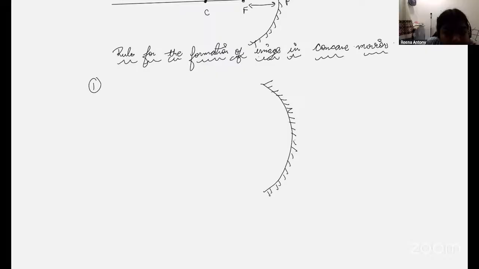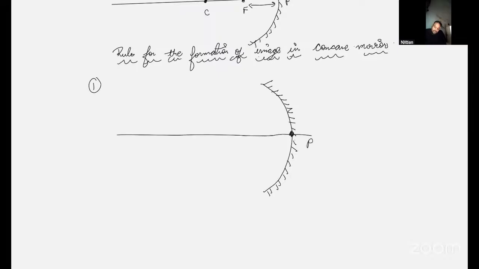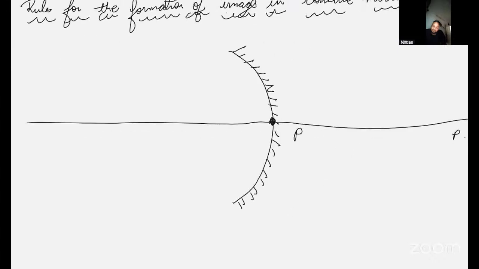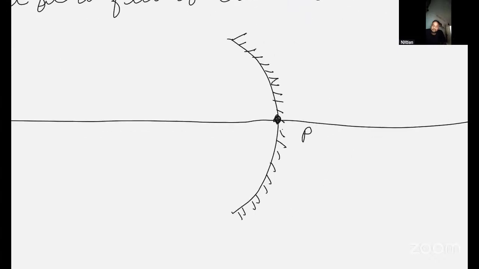Okay. So now it's a concave, and this is a pole. A line passing through the pole is called the principal axis. Okay. Did you understand, Reena? No. Reena, got it? Yes. Okay. Now remember this thing, guys.